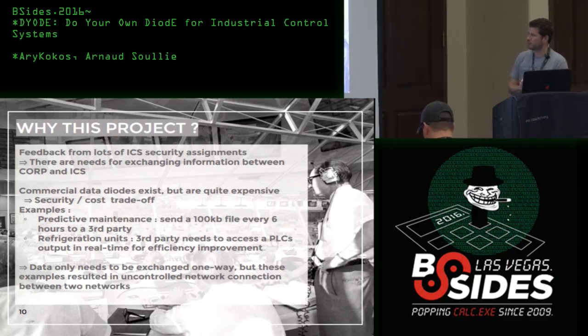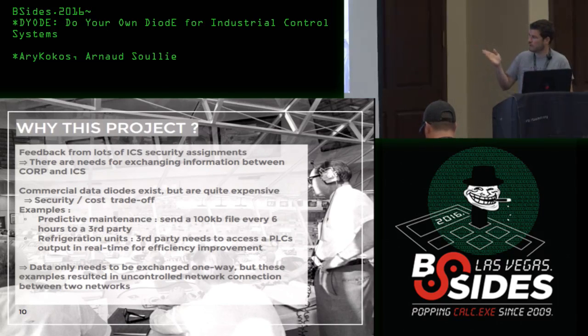The first one is about predictive maintenance. That's a concept in which, often, a third party is able to predict what kind of pieces in your ICS will wear, and so automatically order new ones. So that's kind of magical. And to do that, what you needed, in this specific case, was to send a 100 kilobyte file every 6 hours. So you see that the size of the file is not really high. If you do not send the file, the process continues to work. That's not a problem. You can send the file the day after.